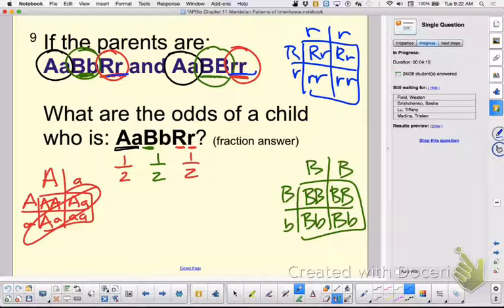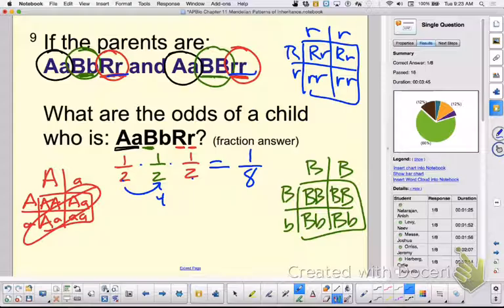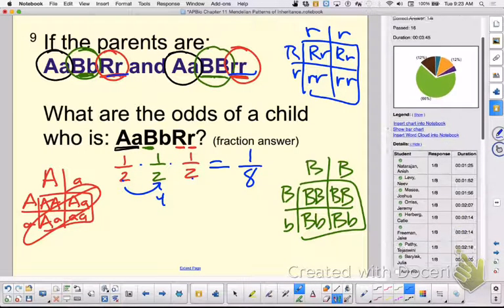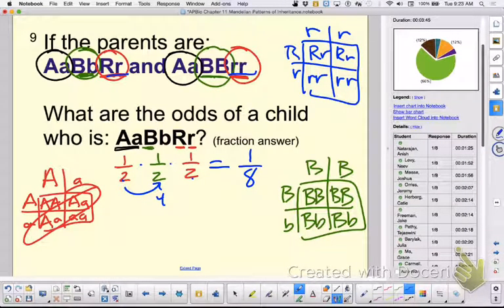You with me? Okay, so now just do the math. 1 times 1 times 1 is 1. 2 times 2 is 4. Times 2 is 8. Ah, only 66% of you got that. Look at that on top.